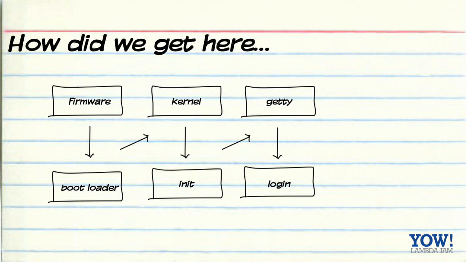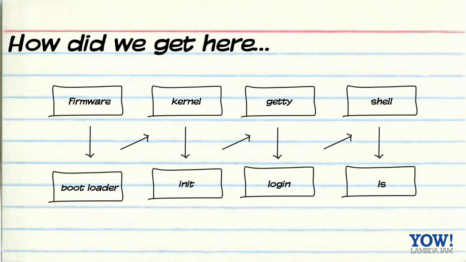The login program will prompt us for a password. Once it authenticates us, it will look up our shell and then invoke our shell, again, using exec, replacing the login program. We'll get a shell, and then using this shell, we can start programs, we can run programs in the background, we can do a whole bunch of things as users. So I can run ls, I can do a whole bunch of different things, right?